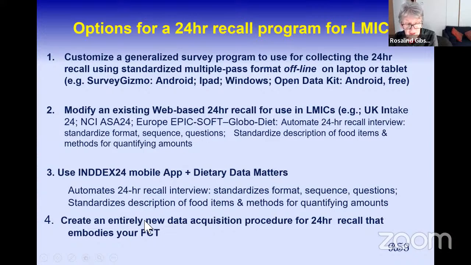Or you can create an entirely new data acquisition procedure for your 24-hour recall that embodies your own food composition table. So there are various strategies that you can investigate for producing a mobile app for your 24-hour recall rather than pen and paper.